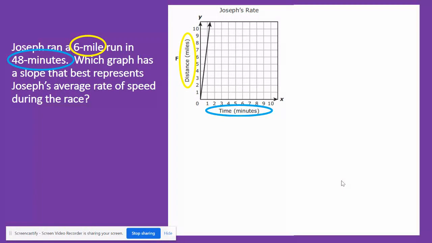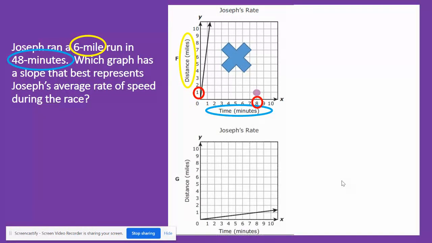So now I'm going to look at Joseph running 1 mile, 8 minutes, and the two will intersect at this point, but my line does not go through that point of intersection. So this cannot be my answer choice.